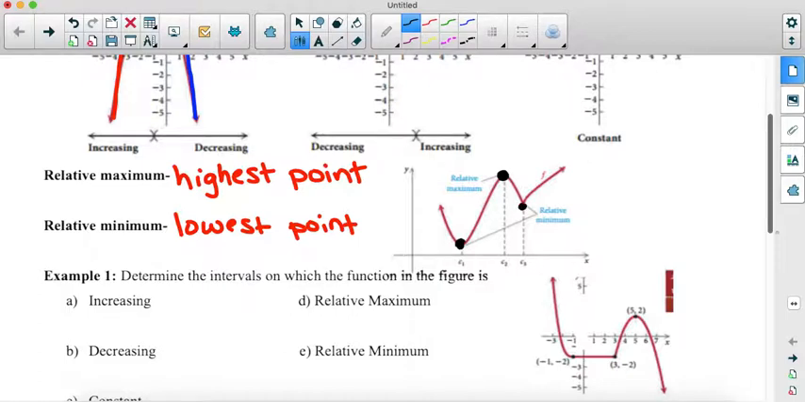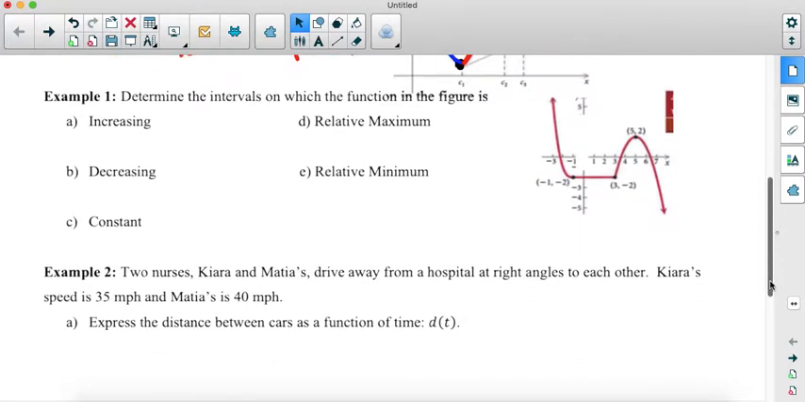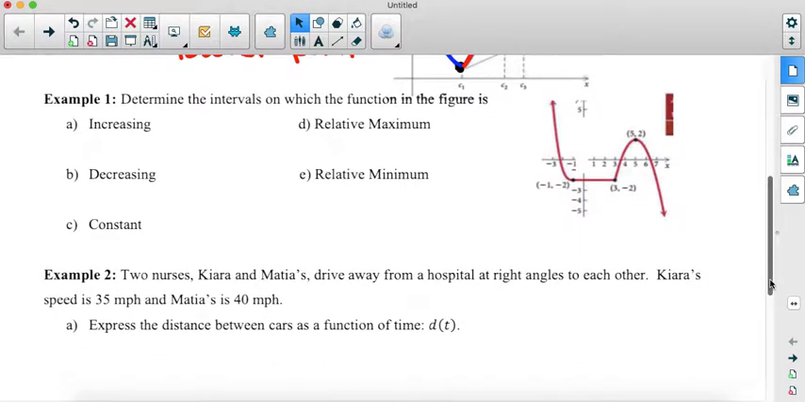This graph starts, he decreases, he hits a relative minimum, he starts to increase, we have a relative max, then he decreases again, hits that relative min, and then starts to increase again. Whenever we have one of those turning points, you're going to have a relative max or a relative min. So let's look at this first example, and talk about where it's increasing, decreasing, constant, and what its relative max and mins are.